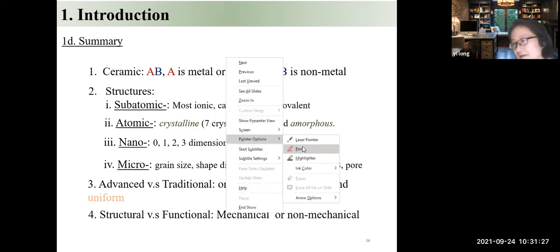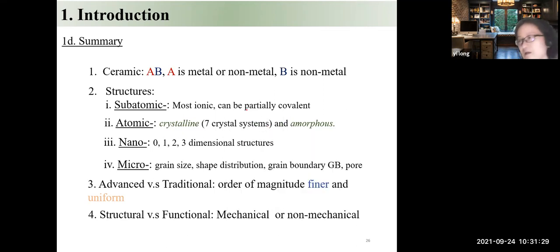Okay, so very quickly, we review what we learned last hour. Ceramic AB, anywhere you have to at least have one non-metal. We said we have subatomic, a mixture of ionic and covalent. That's the normal case for ceramic. Atomic, you can either have amorphous or crystalline. Among the crystalline, we have to determine its crystal structures and the CN numbers, all these things.